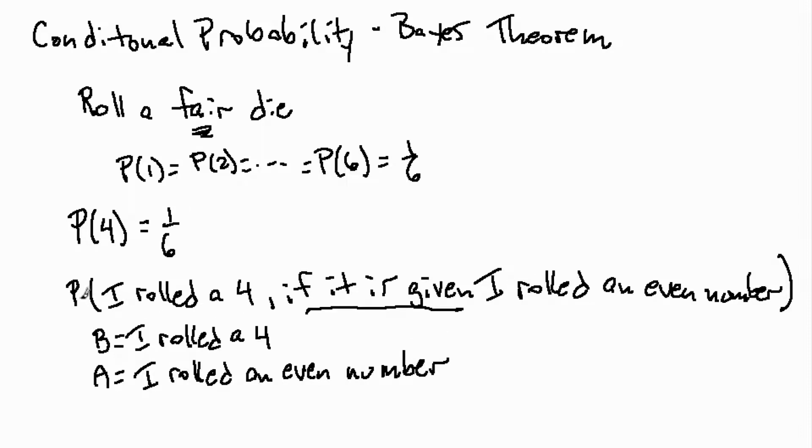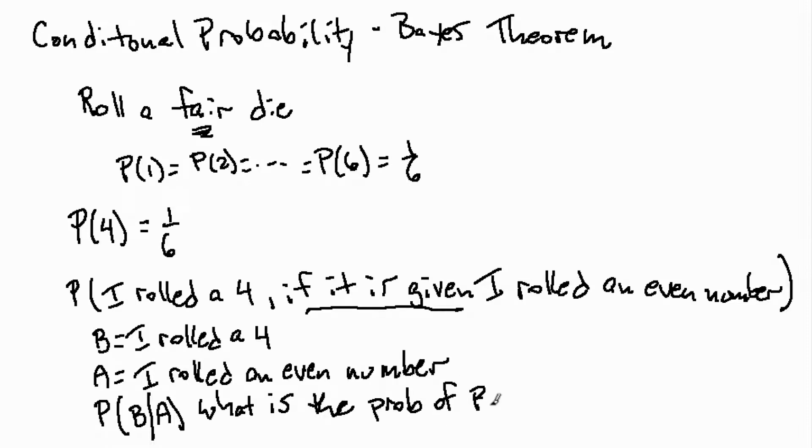Then the way that we would denote this is we would say, what is the probability of B, and then we draw this vertical line and we say A. And this is read, what is the probability of B given A? And this is what's called a conditional probability, right over there. Okay, so let's think about this a little bit more.